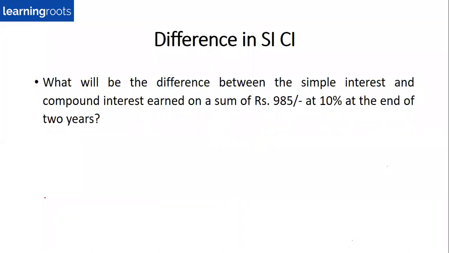Okay, that brings us to another concept, which is a straight formula. You just need to remember the formula, and the only thing that you need to remember is that it works for 2 years. So whenever the time frame is 2 years, and you're supposed to find the difference between the simple interest and compound interest, you can use this formula. The formula is: difference is equal to P into R square upon 100 square.